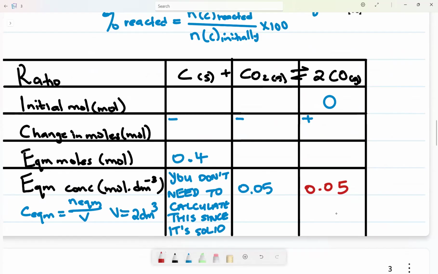So what can I do? Remember, from here to there, if I want equilibrium concentration, I have to say number of moles at equilibrium divided by volume. But if I want to go back to number of moles at equilibrium, I have to multiply by that one. Meaning here I have to say number of moles is equal to concentration at equilibrium multiplied by my volume. My volume is how much? 2 decimeter cubed. So I'm going to say 0.05 multiplied by 2. I will get something like 0.1.